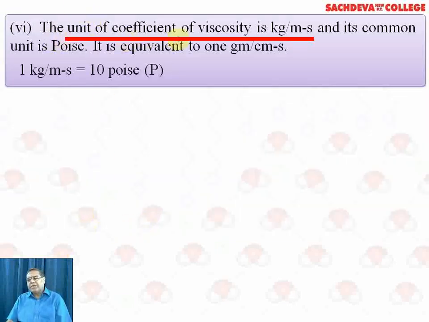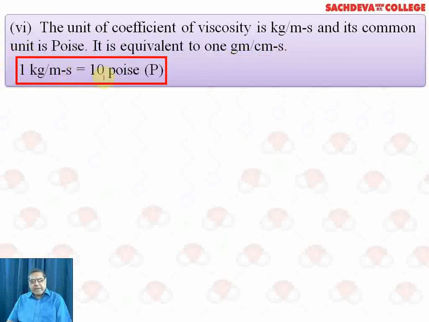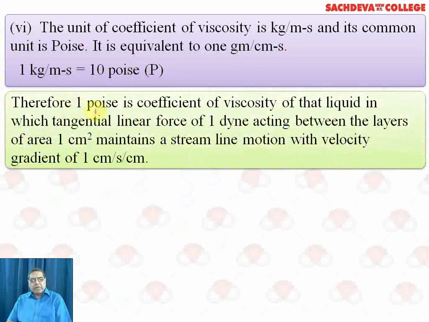The unit of coefficient of viscosity is kilogram per meter second, and its common unit is poise. And we find that it is equivalent to 1 gram per centimeter second. So 1 kilogram per meter second is 10 poise. Therefore, 1 poise is the coefficient of viscosity of that liquid in which a tangential linear force of one dyne acting between the two layers of area 1 centimeter square maintains a streamline motion with a velocity gradient of 1 centimeter per second per centimeter.